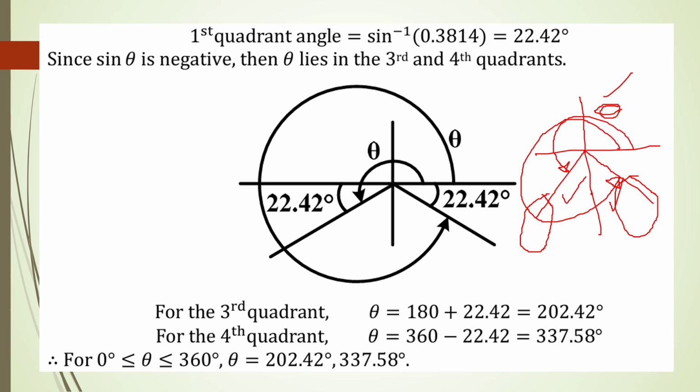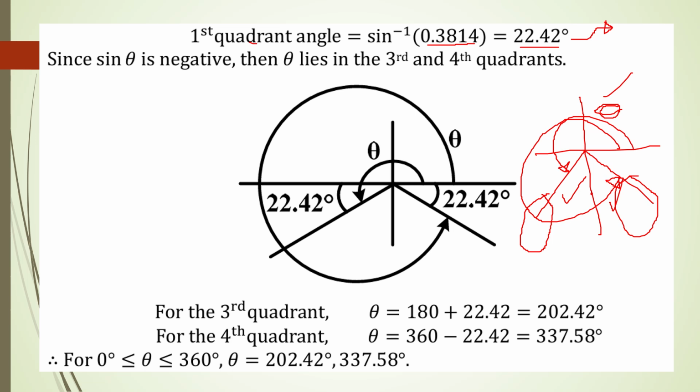So with that, let's get the angle which is present in the first quadrant. We do that simply by saying arcsine of the positive value of the expression you're having. So arcsine of 0.3814 is going to give us 22.42 degrees. The angle must be given to 2 decimal places.